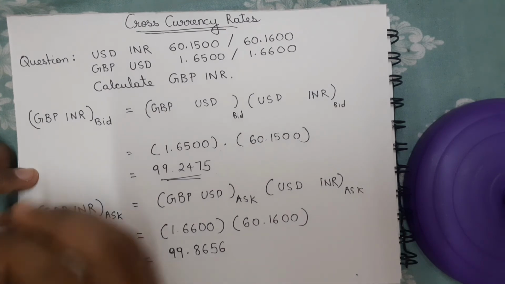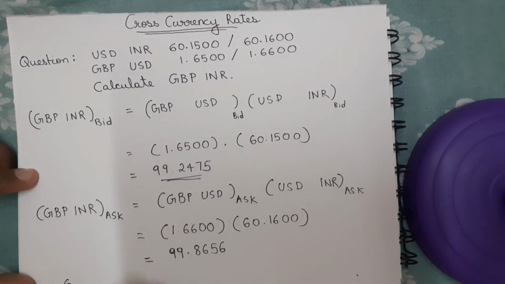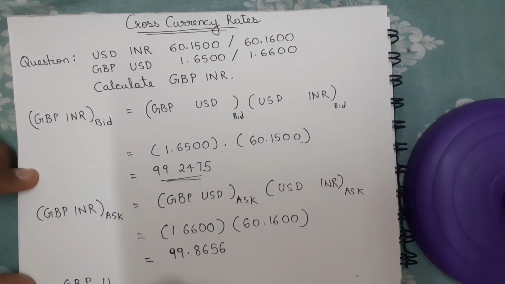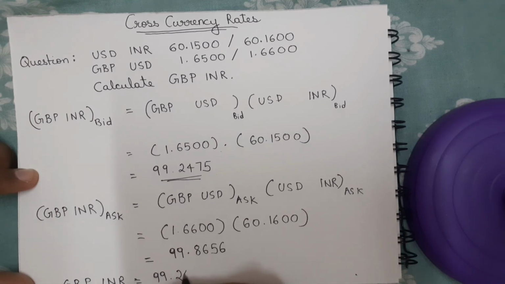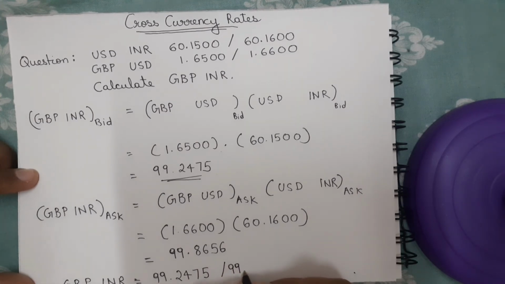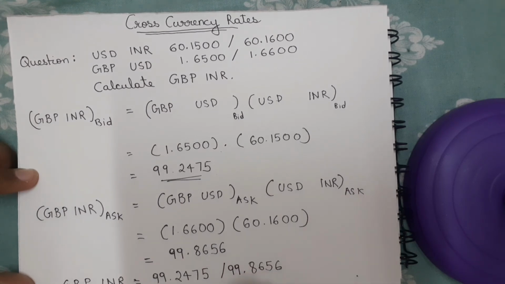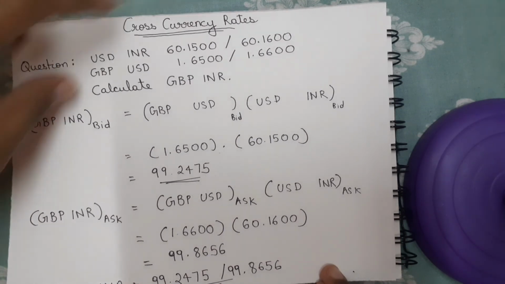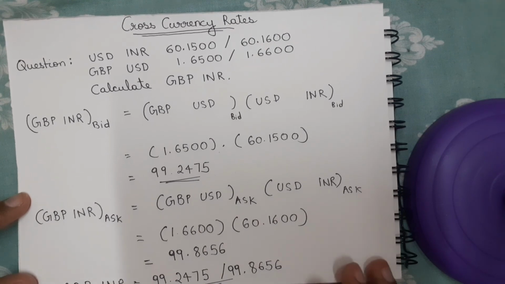Now we got the answer for GBP INR. First we will write the bid rate, that is 99.2475, and the ask rate we will write second, that is 99.8656. So with this we solved a problem on cross currency rates. In the next video we will solve one more problem.